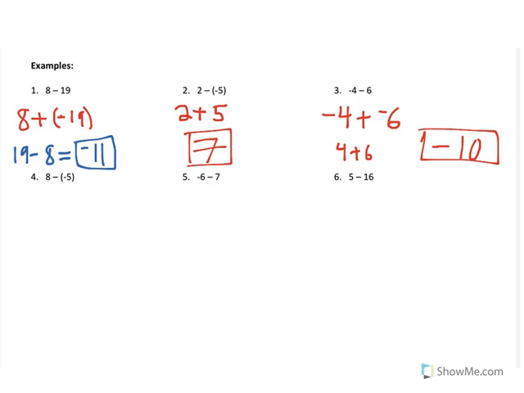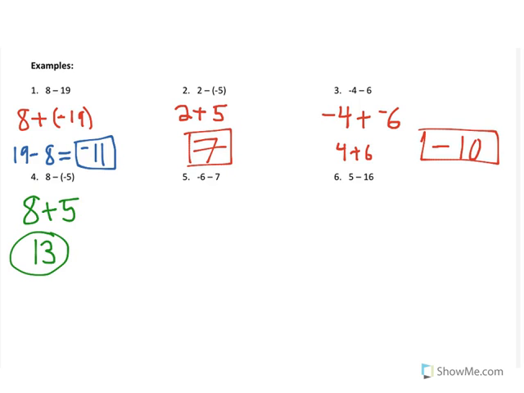For 4, we have 8 minus a negative 5. I'm going to leave the first number the same, 8. Instead of minus, I want plus. Instead of negative 5, I want positive 5. If I do 8 plus 5, that's going to give us 13.